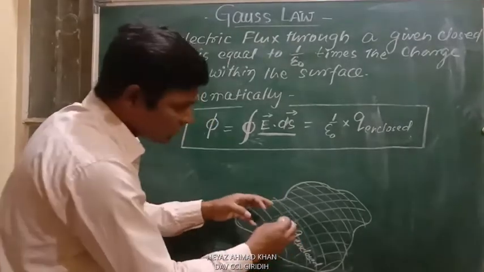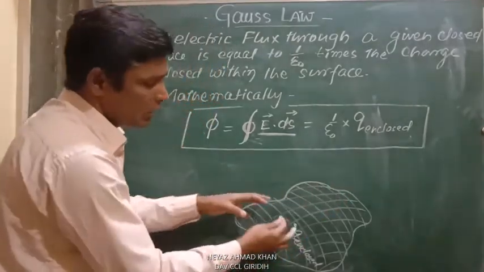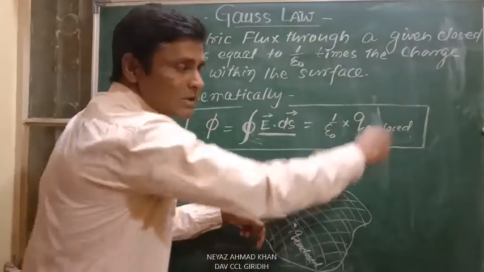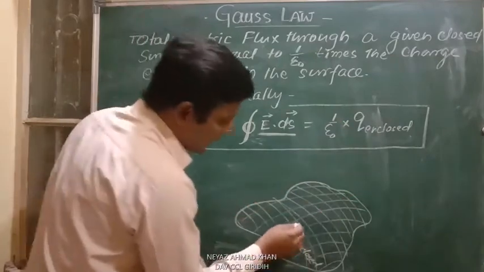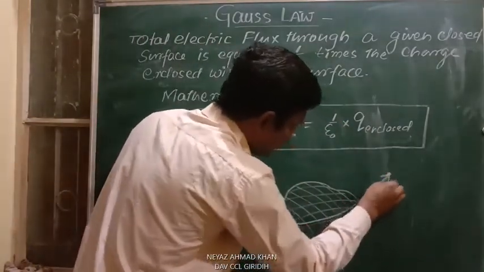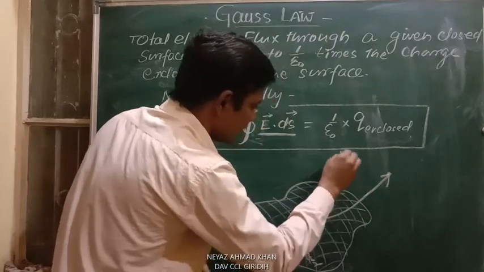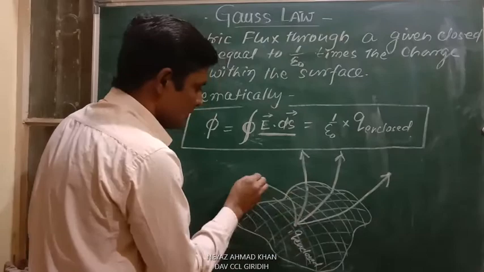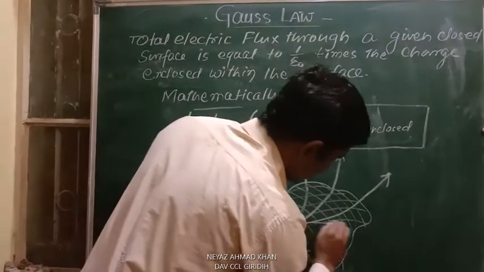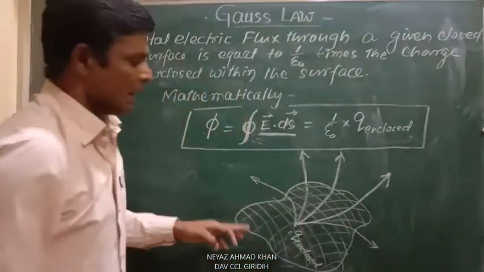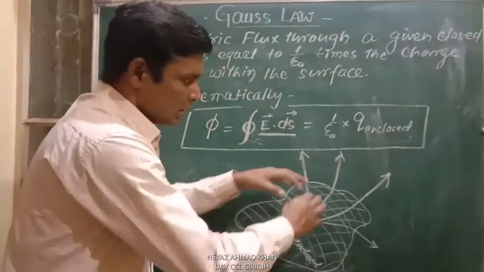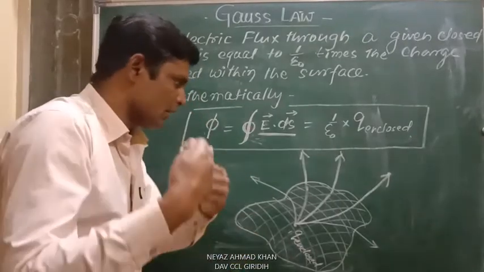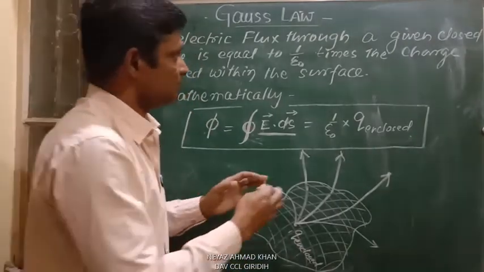If the charge is positive, the total number of electric field lines must be coming out of this body, and that must follow the rule: it should be normal to each and every point of the surface. And if the charge is negative, the lines must be going into the body, and that must follow the properties of electric field lines.